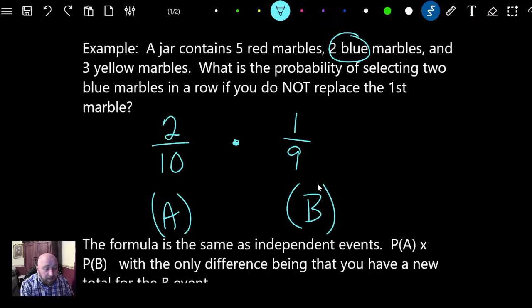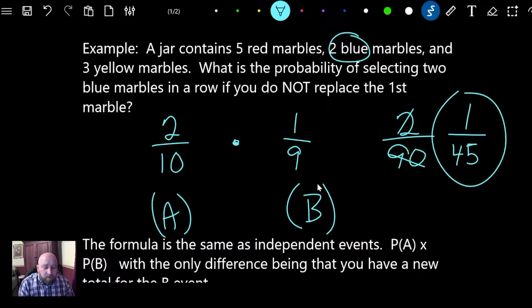So we get 2 times 1 is 2, and then 10 times 9 is 90. We would need to reduce that. 2 goes into 2 one time. 2 goes into 90 forty-five times. So your answer would be 1 over 45.